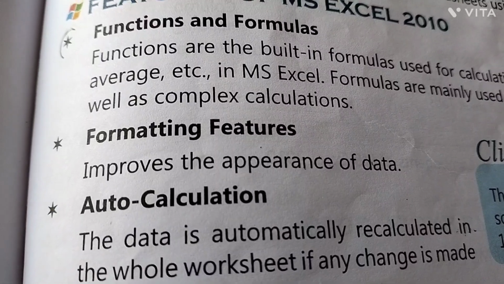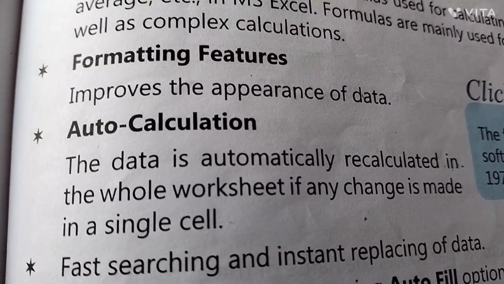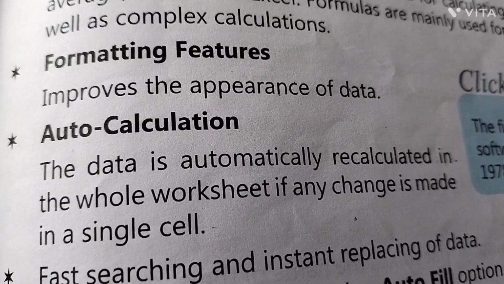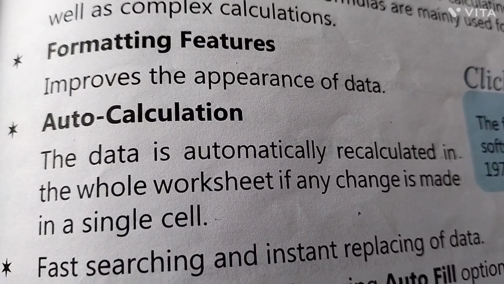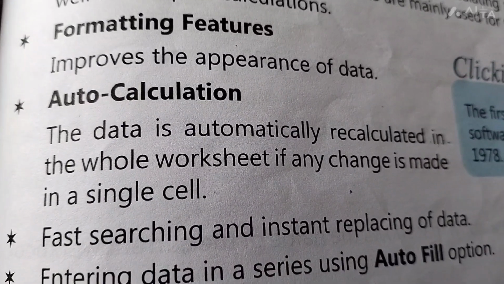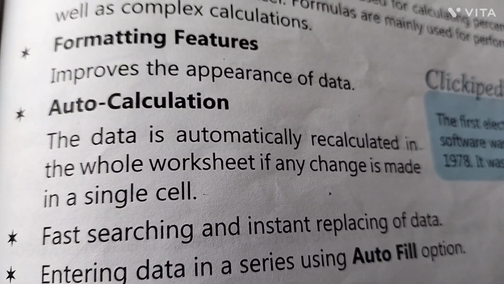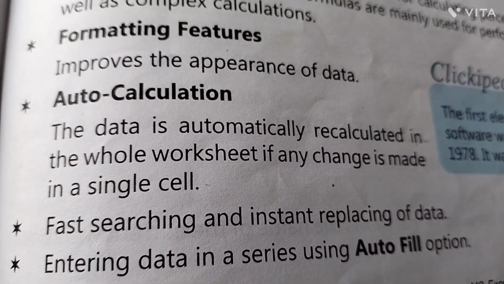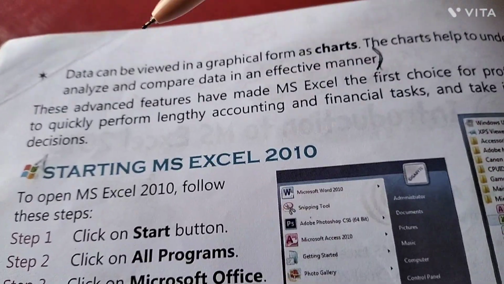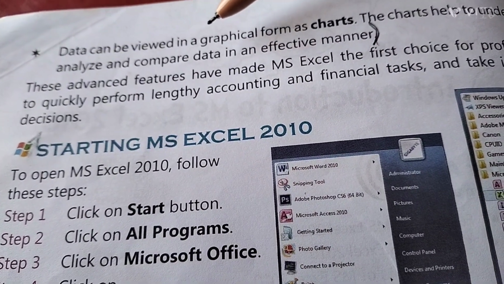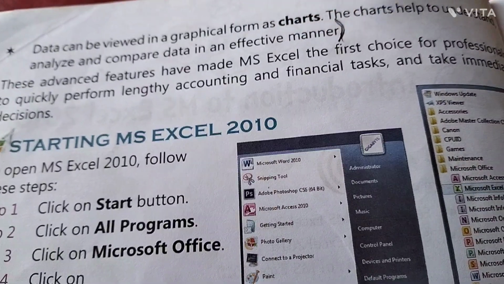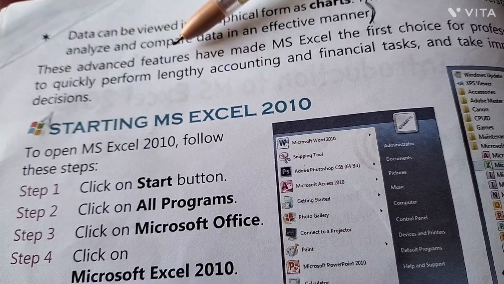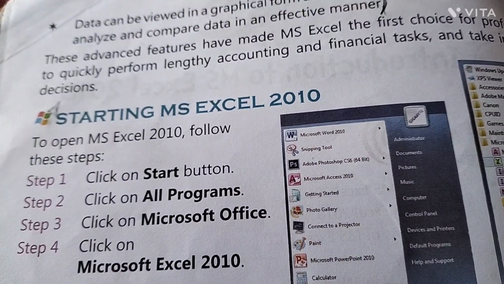Formatting features improve the appearance of data. Auto calculation: the data is automatically recalculated in the whole worksheet if any change is made in a single cell. Fast searching and replacing of data. Entering data in a series using the autofill option. Data can be viewed in graphical form as charts. The charts help to understand, analyze, and compare data in an effective manner.